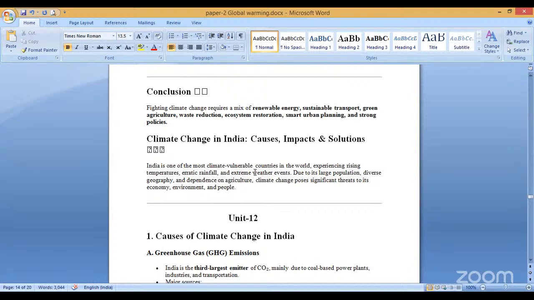Coming to the next one, climate change in India: causes, impact, and solutions. India is one of the most climate-vulnerable countries in the world, experiencing rising temperatures, erratic rainfall, and extreme weather events. Due to its large population, desert geography, and dependence on agriculture, climate change poses significant threats to its economy, environment, and people.